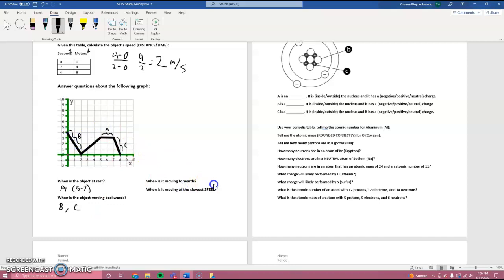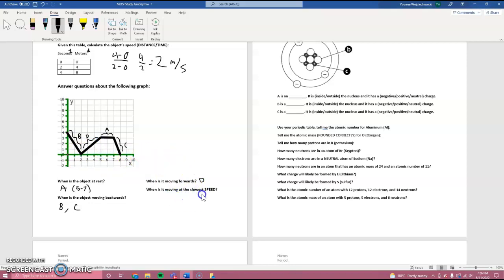Sorry about my phone. When is it moving forwards? Opposite, right here, at D. It is starting at a lower position, it's moving to a higher one. So at D, it is moving forwards. It is going from 0 to 3 over the span of 1, 2, 3 seconds.